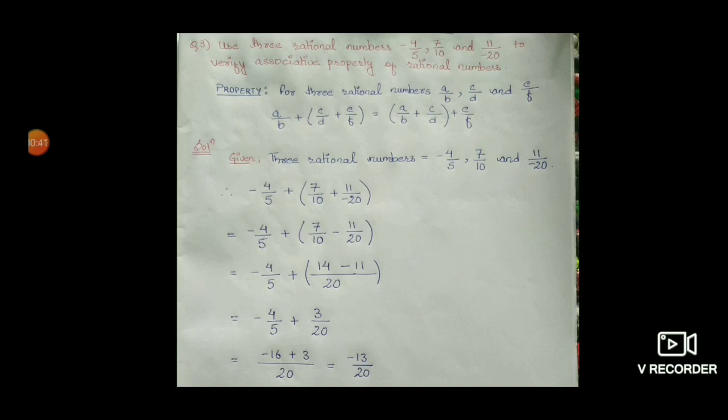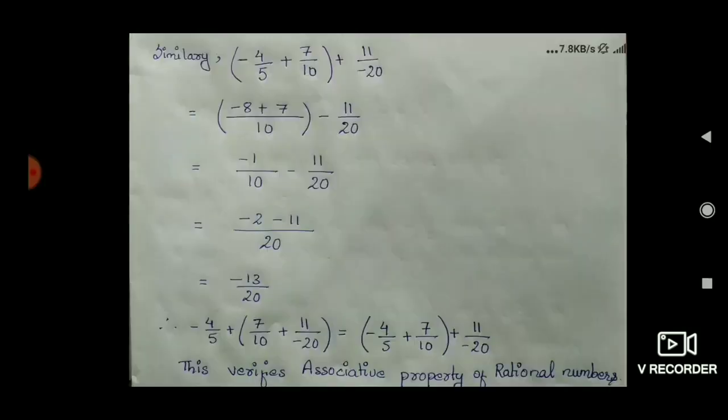And lastly, we will add that 3 by 20 to our first term, minus 4 by 5. On simplifying, we will get 20 as the LCM of 5 and 20, which is written in the denominator, and minus 16 plus 3 in the numerator, which is equal to minus 13 by 20. Similarly, on simplifying minus 4 by 5 and 7 by 10 first, and then adding 11 by minus 20, we will get minus 13 by 20. Thus, in this question, the associative property of rational numbers is verified.